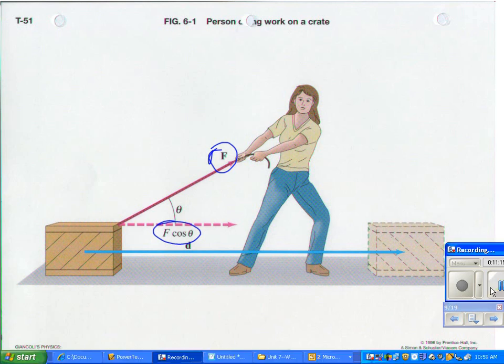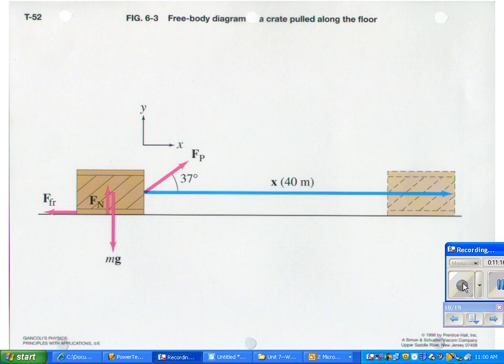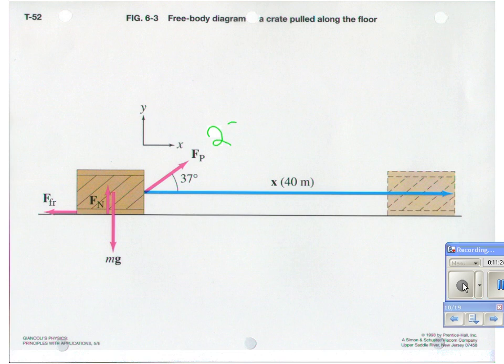So here's the same situation. Let's actually plug in a few numbers and see if we can figure this out. Let's say that she pulls with 264 newtons of force. Is that practical? Sure, she's pretty strong. Please tell me how much work she does moving that crate 40 meters across the floor, and she's pulling at 37 degrees above the horizontal.